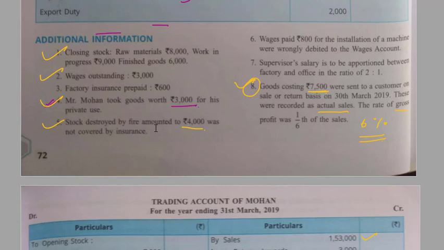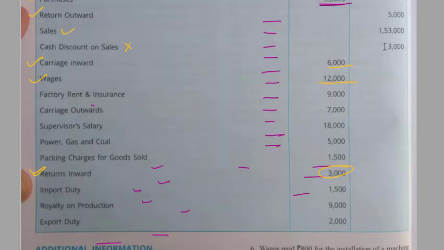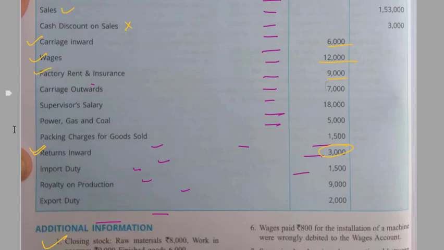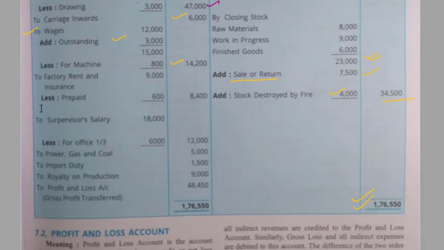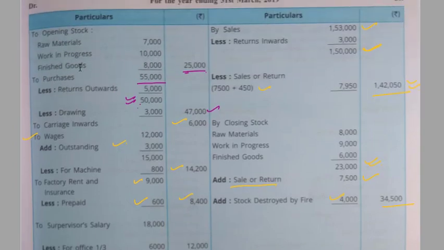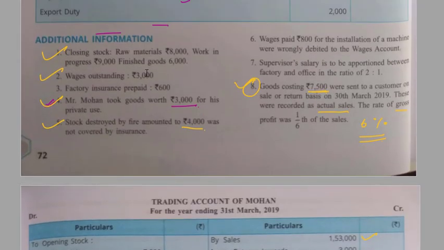Let us see when that entry will come. The next item is factory rent and insurance only. Factory rent and insurance is 9,000. So 9,000 here we have written to factory rent and insurance. Then the amount which we have prepaid is not for this year, so that we will subtract. So prepaid insurance 600 we will subtract. So 9,000 minus 600 is 8,400. Now this 8,400 we will give in this final column. The factory insurance prepaid item is now also covered.